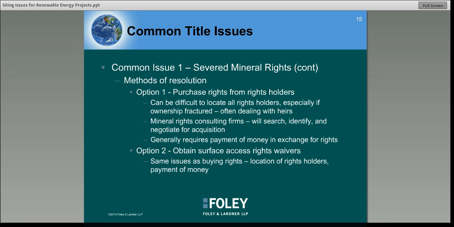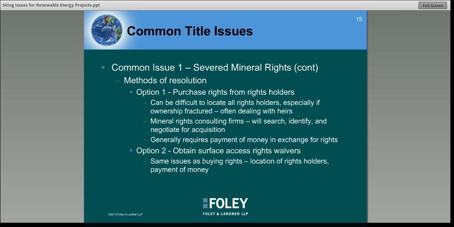A good way to proceed here is you can engage one of several mineral rights consulting firms who have expertise in tracking down these kind of rights. They'll search for the current rights holders, identify them, and they'll negotiate on your behalf for the acquisition of the rights. Again, this generally is going to require you to pay some money in exchange for the rights. It can be a little bit or it can be a lot, but this is a great way of getting the rights fully resolved.